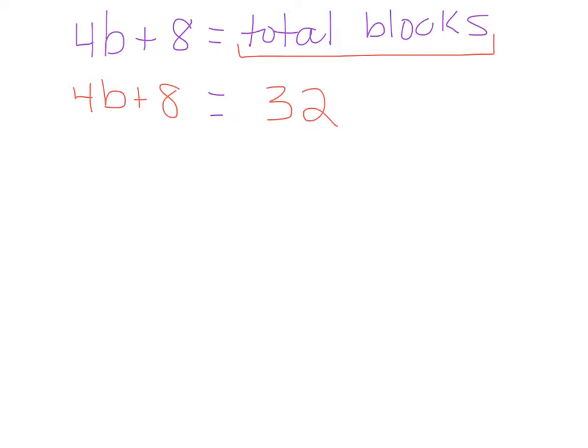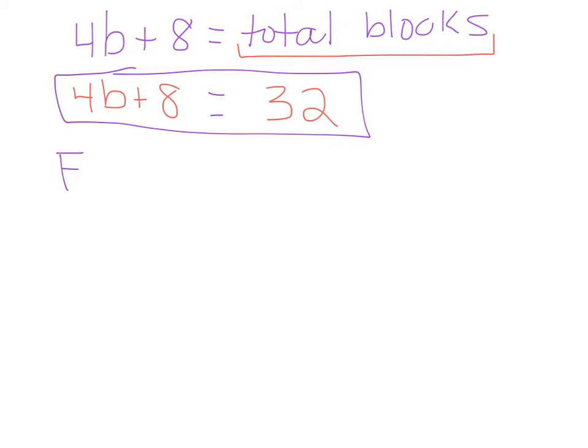So right now we have this equation that you see here of 4b plus 8 equals 32. In this situation, 32 is representing the total number of blocks, and we want to work backwards to figure out how many blocks are in each bag. So I'm going to set up a graphic organizer to help us work backwards, and that graphic organizer is called a flow chart.